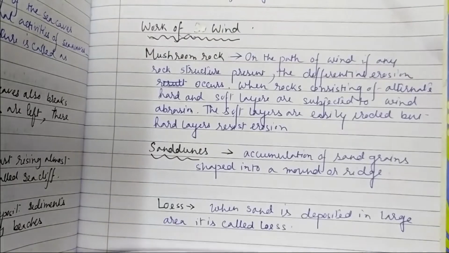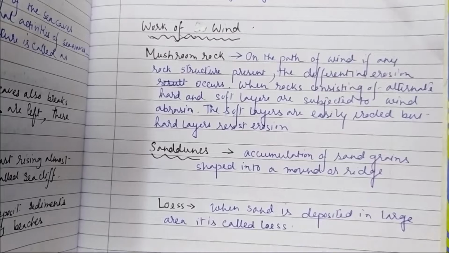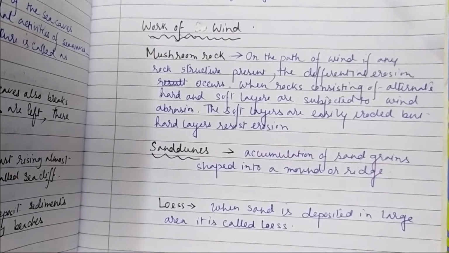Next one, sand dunes. Accumulation of sand grains shaped into a mound or ridge is called sand dunes. Next one, loess. When sand is deposited over a large area, it is called loess.